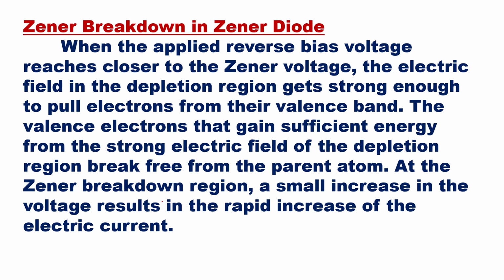Now here you can see the concept of Zener breakdown. When the applied reverse bias voltage reaches closer to the Zener voltage, that is the breakdown voltage, the electric field in the depletion region gets strong enough to pull electrons from the valence band. So many of the valence electrons become free. They will come out from the parent atom. The valence electrons that gain sufficient energy from the strong electric field of the depletion region break free from the parent atom. At the Zener breakdown region, a small increase in the voltage results in a rapid increase of electric current.